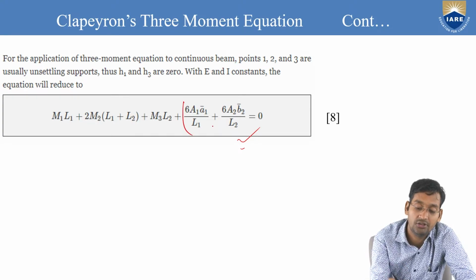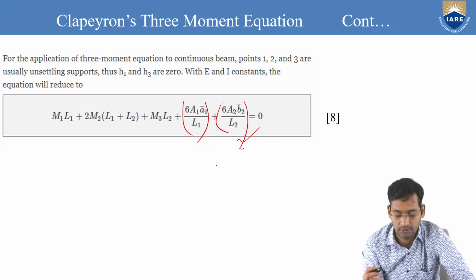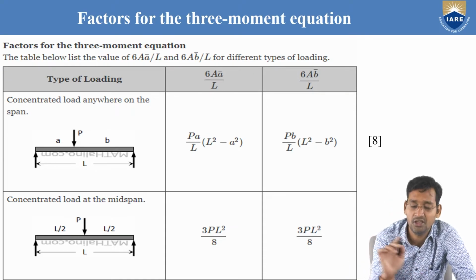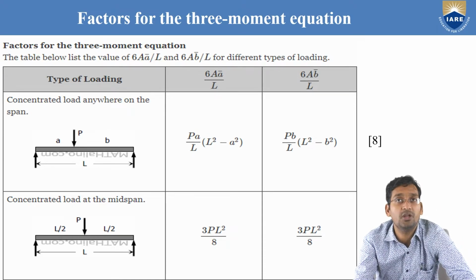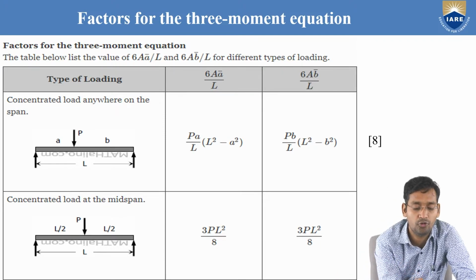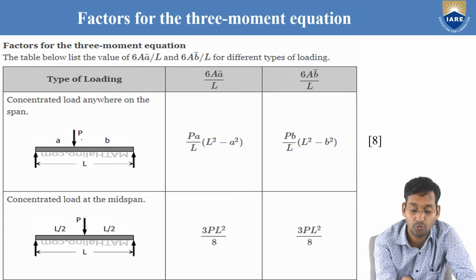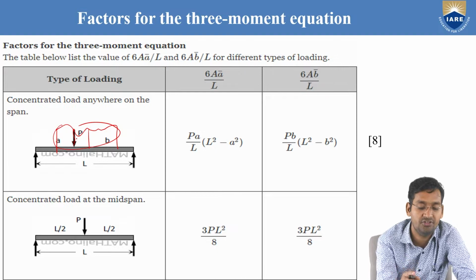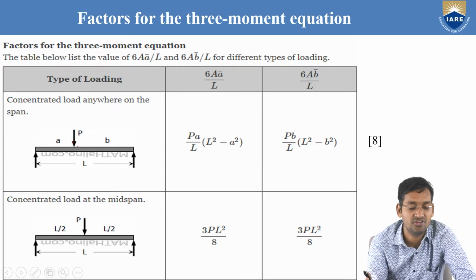Now think about this value and this value, what we will use and how to find them. For that this table is there. Right? The first one is a concentrated load anywhere on the span. So just take, suppose that instead of the whole load, the load was like this, right? Now instead of this whole load, only one load is there, from this side at a distance A and from this side at a distance B.